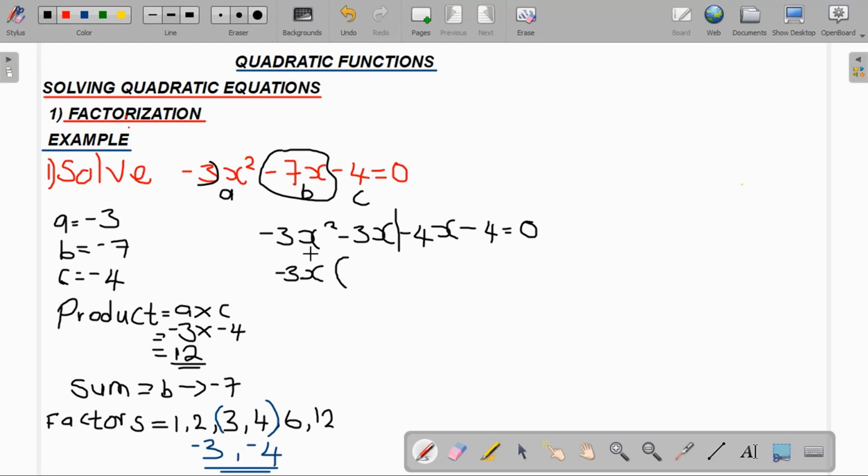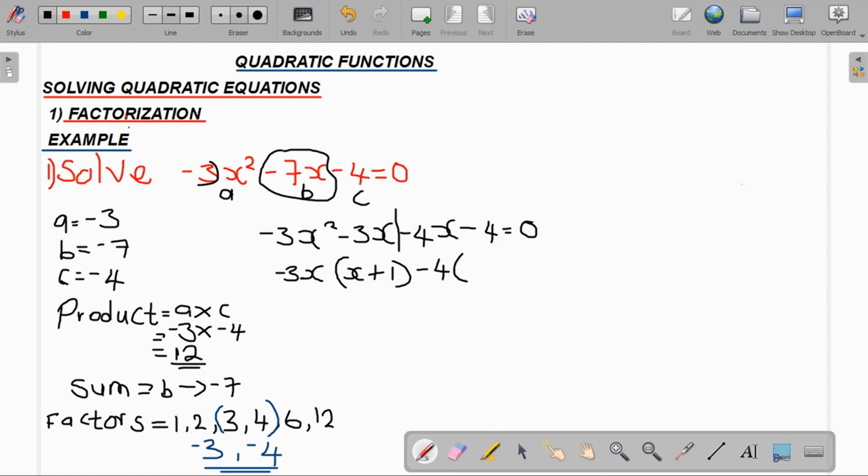3 into 3, 1; x into x squared, we're going to remain with x there. So when you say negative 3x multiplied by x, it will give us negative 3x squared. Negative and negative are going to have a positive, and then 3 into 3, 1, x into x, 1. So it is 1 there, we close. That's our common factor.